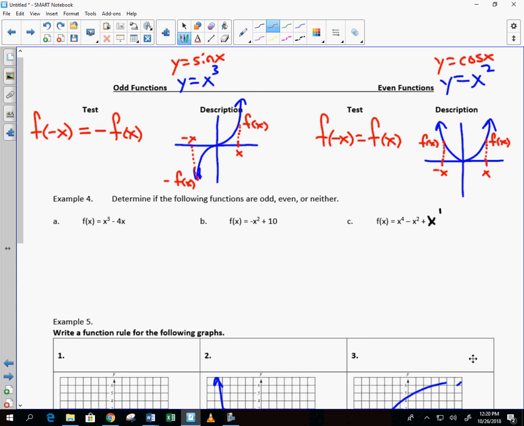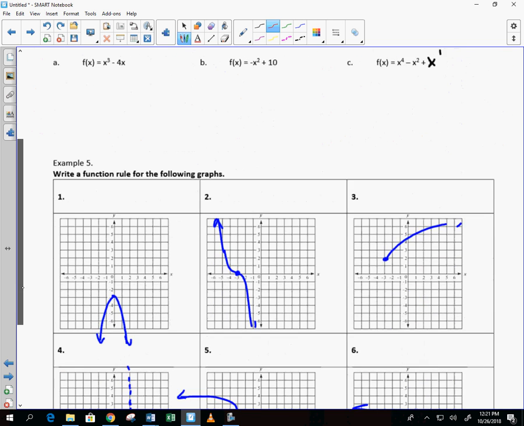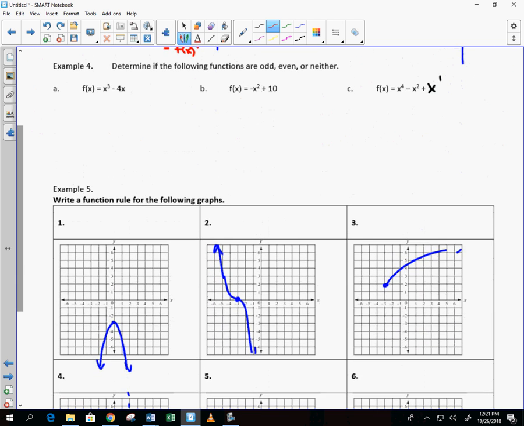So let's do two quick examples for this, and we'll get to what we're going to do for our assignment today. It says determine if the functions are odd, even, or neither. So by looking at the exponents, do you think that letter A is odd, even, or neither? Why would you say odd? Yeah, I got 3 and 1, right? So both exponents are odd, so this is an odd function. Let's show that it's odd.